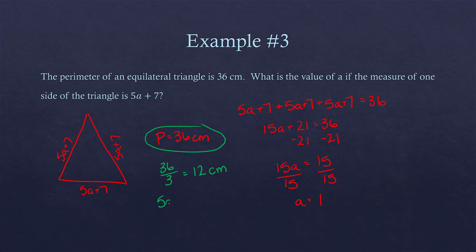So 5a plus 7 would equal 12. And you could solve. And you still find that a equals 1. So there's 2 ways to do this. Just like with the last problem on angles, we can solve it with 2 different methods, adding all of it up or looking at it as one individual piece. You just decide which one works best for you.